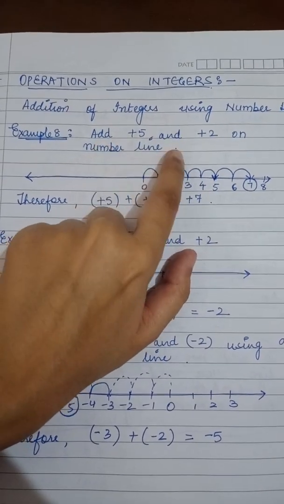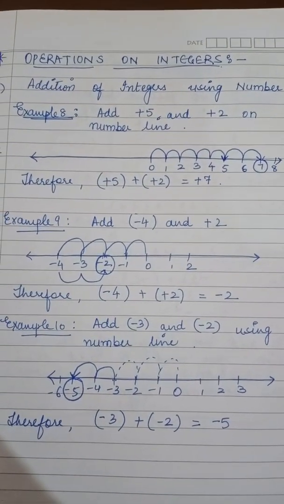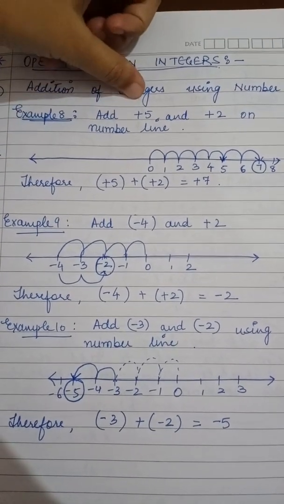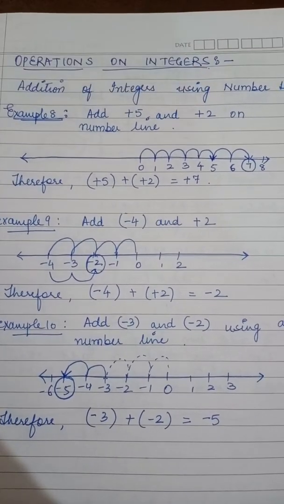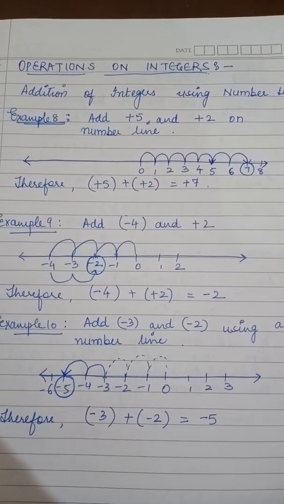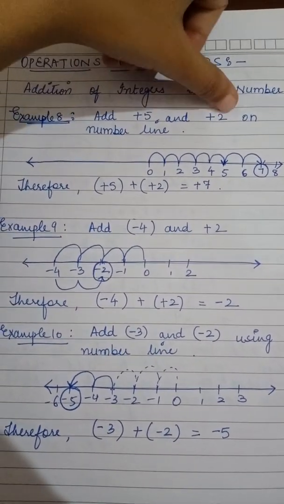7. That we know, because these two are plus, so 7 will come. That we already know. But if one of them is positive and the other is negative, if one is plus 2 and the other is minus 2, then how are you going to do it? That's what we are going to learn in this. Firstly, let's move to example 8. Add plus 5 and plus 2 on the number line.